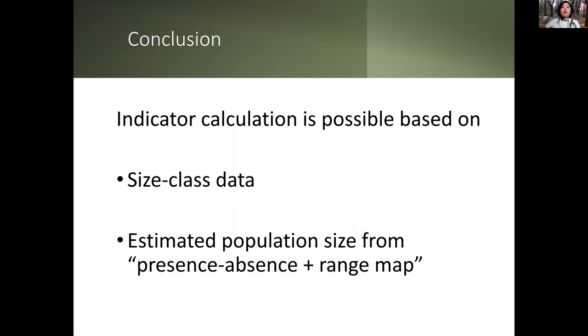So in conclusion, indicator calculation is possible based on size class data and also from presence-absence plus range map data. Thank you. And the next speaker, please.